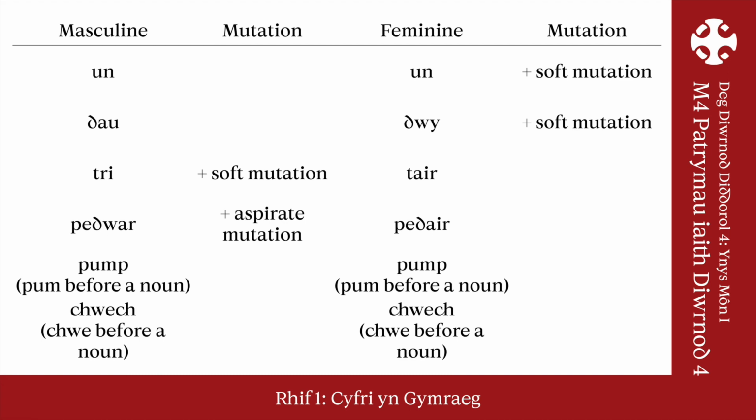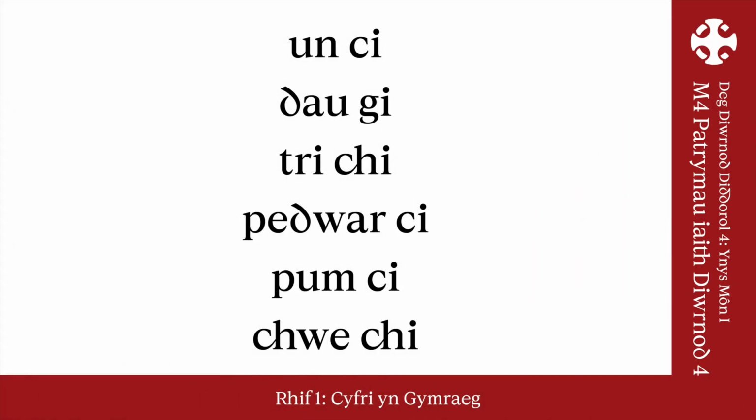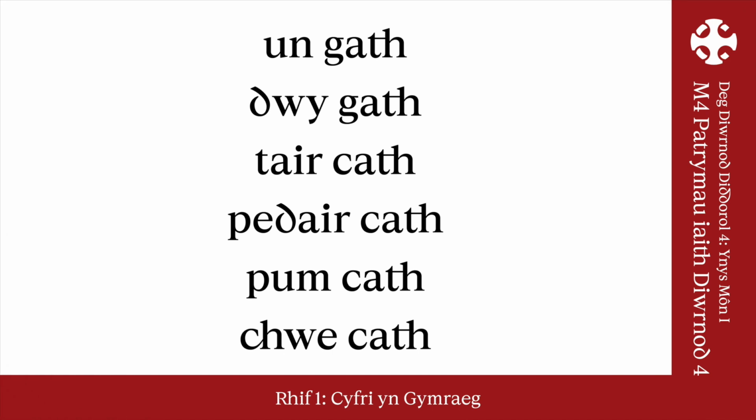If the word is singular, then it is a little more difficult because you need to know if the noun is masculine or feminine. For example, ci, masculine, cath, feminine. Then you use the following. For example, un ci, dau gi, tri chi, pedwar ci, pum ci, chwe chi, un gath, dwy gath, tair cath, pedair cath, pum cath, chwe chath.